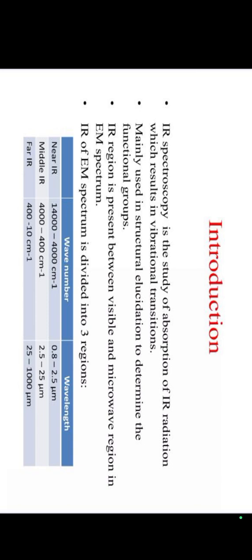The introduction to IR spectroscopy. IR spectroscopy is the study of absorption of IR radiation, which results in vibrational transition. It is mainly used in structural elucidation to determine the functional group. These are the main uses of IR spectroscopy.